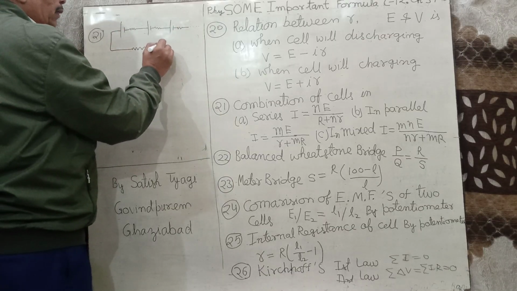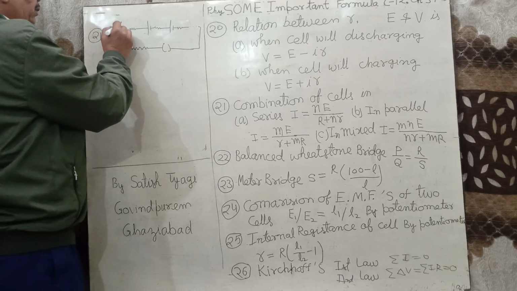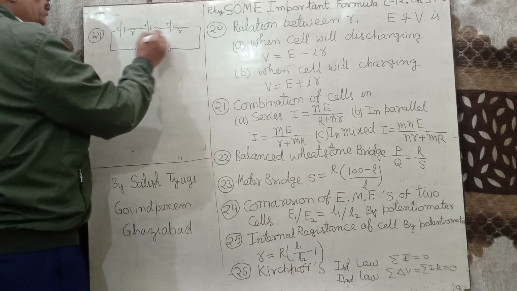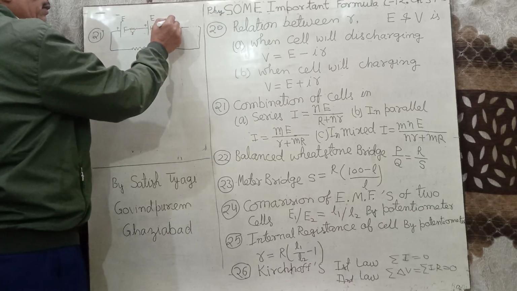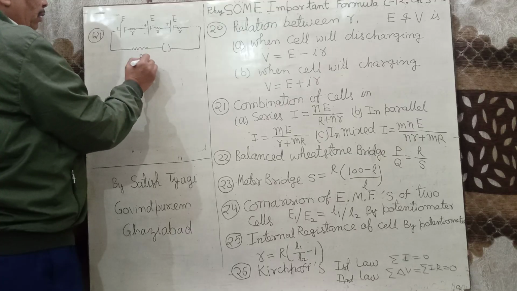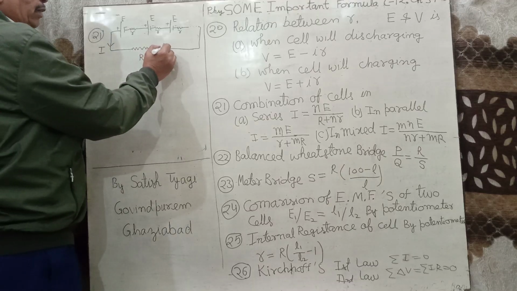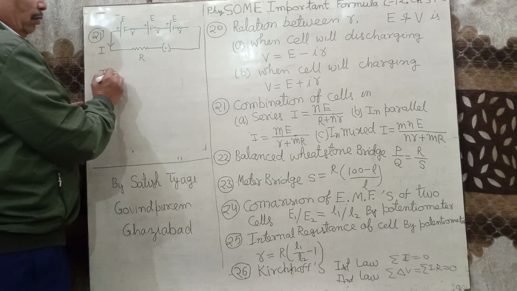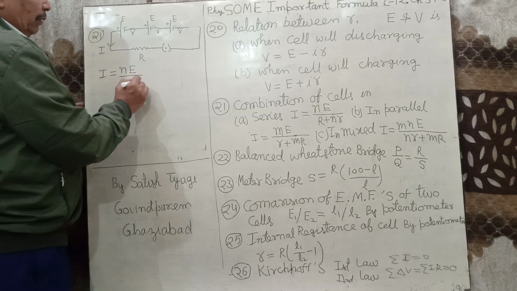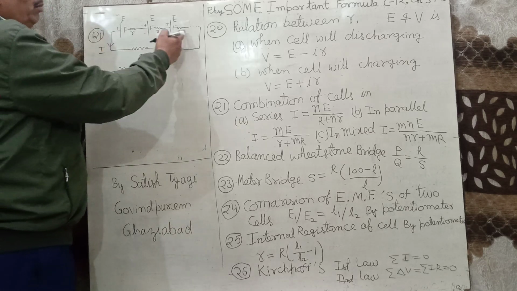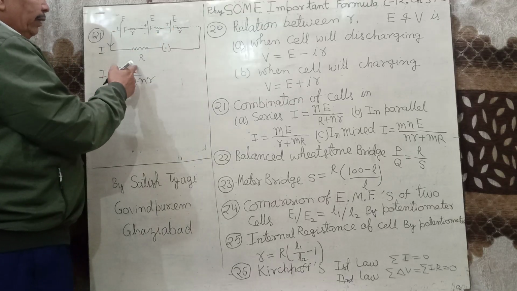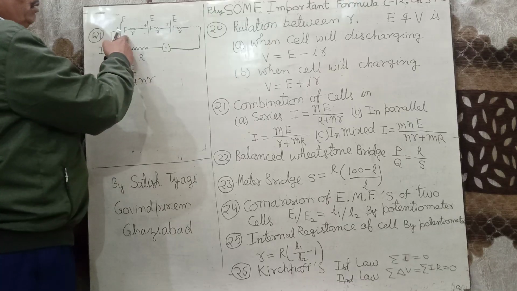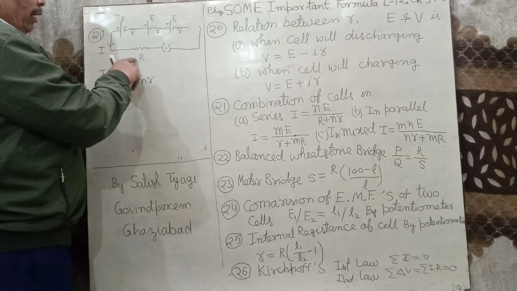And this is the external resistance of the circuit, this is the key, and this is the positive and negative terminal. The internal resistance of each cell is r, the EMF of each cell is E, the external resistance is R, and the current is I. When the key is closed, the current I equals nE upon R plus nr, where n is the number of cells connected in series, E is the EMF of each cell, small r is the internal resistance of each cell, and capital R is the external resistance of the circuit.